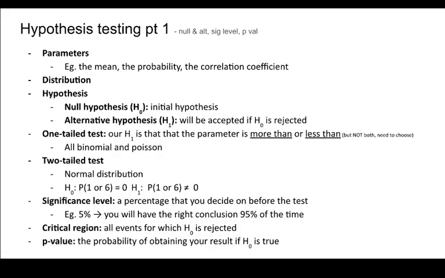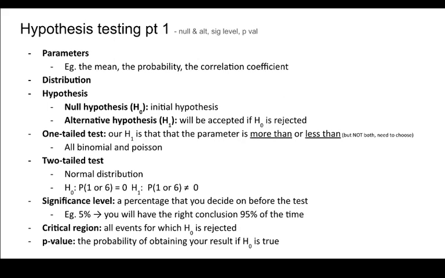Okay, next we have parameters, distribution, hypothesis. We're going into hypothesis testing. Parameters are basically the measurements, the terms that we give to mean, standard deviation, probability, correlation coefficient, those kinds of numbers. And then we have distribution. There are a lot of different distributions, like we saw before, there's binomial, normal distribution, later Poisson for HL.